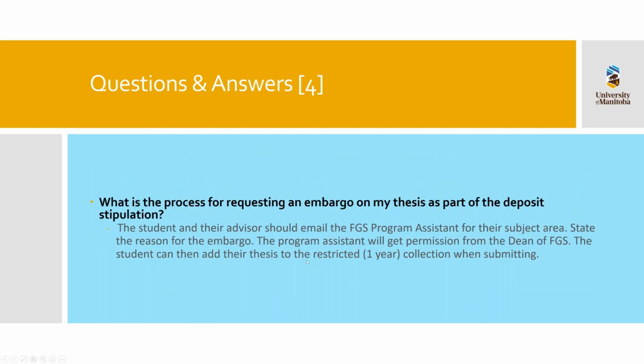So what is the process for requesting an embargo on my thesis as part of the deposit stipulation? Wendy very kindly put the answer to this question. You can see the steps: the student and their advisor should email the FGS program assistant for their subject area with the reason for the embargo. The program assistant will then get permission from the dean, and assuming they get that approval, they can then add the thesis to the restricted collection.